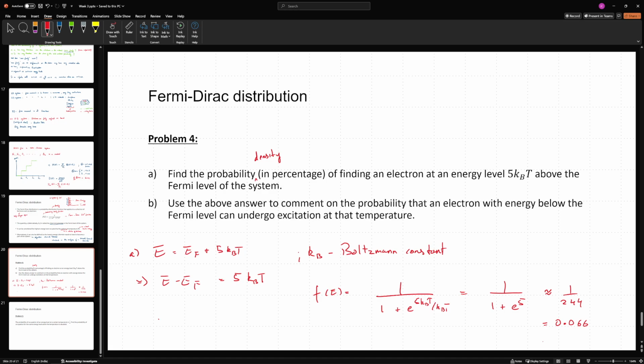66. So in percentage, this is 6.6%. So that is the probability density. Now, second question is, use the above comment on probability that an electron with energy level below Fermi can undergo excitation. Okay. So I did not discuss this.